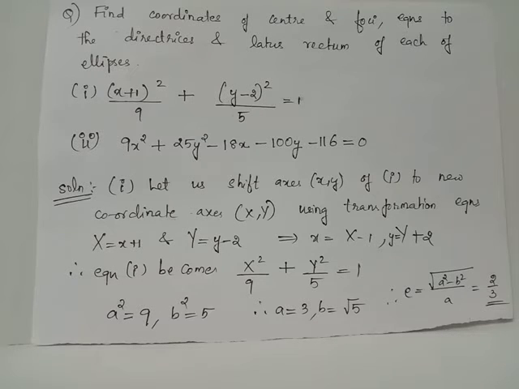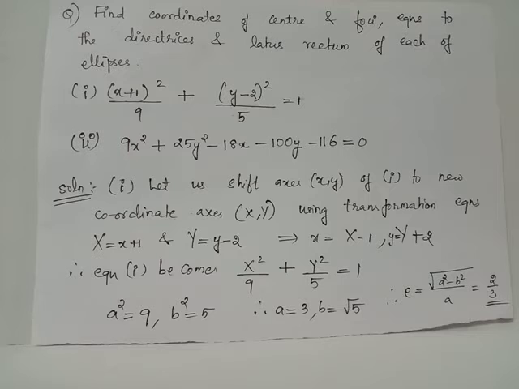The equation of directrices will be capital X equals plus minus a by e. For this ellipse, we have a equals 3 and eccentricity equals 2 by 3. Therefore, equation of directrix will be capital X equals plus minus 3 upon 2 by 3, which equals plus minus 9 by 2. Length of latus rectum for the ellipse is given by 2b square upon a, where b square equals 5 and a equals 3.